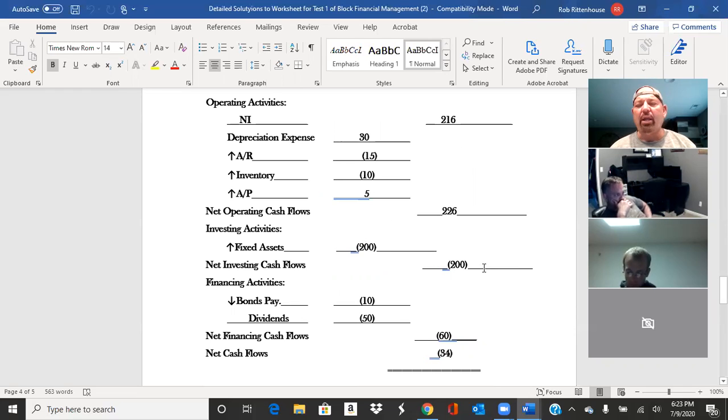Now, by the way, you might wonder, what if we borrowed the money to pay that 200,000? Well, that's fine. We would have shown the 200,000 we borrowed down here under financing activities as a positive, and then the 200,000 we paid for the fixed assets up here as a negative under investing.